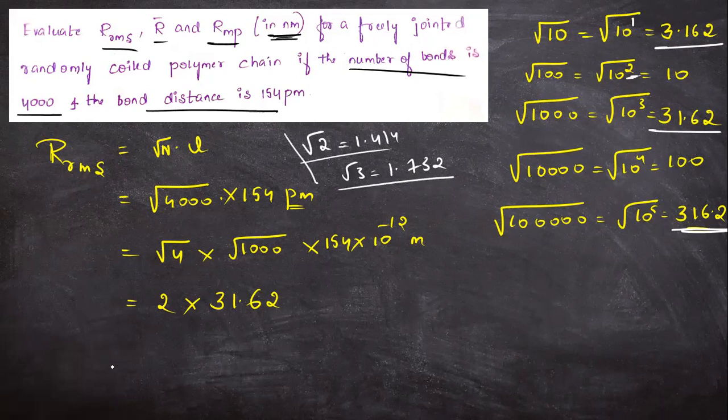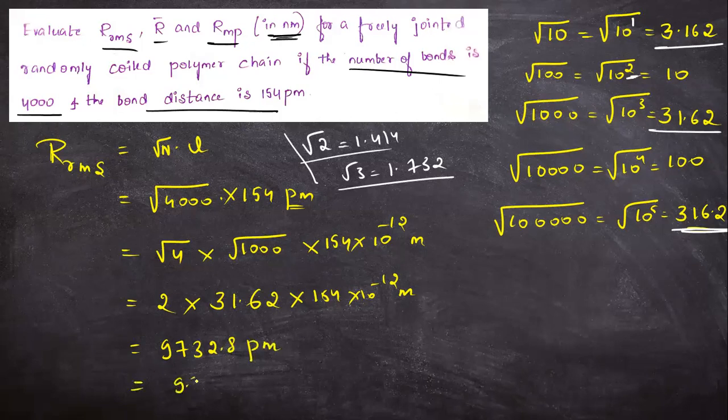Clear? So now let's solve it, into 154 into 10 raised to minus 12 meter. If you solve this, then you will get the value 9732.8 picometer. But they have asked in nanometer, so simply convert it into nanometer. So this is the root mean square distance.